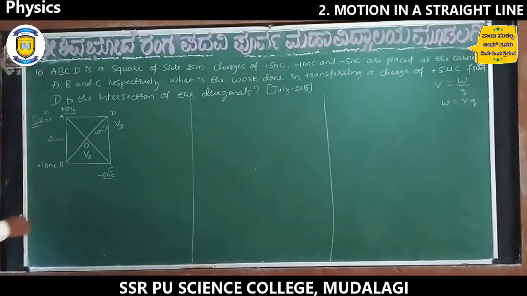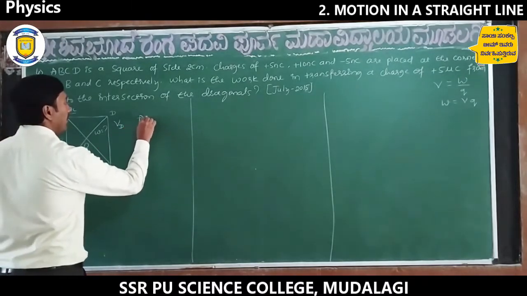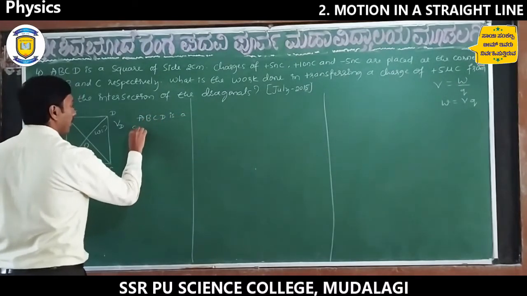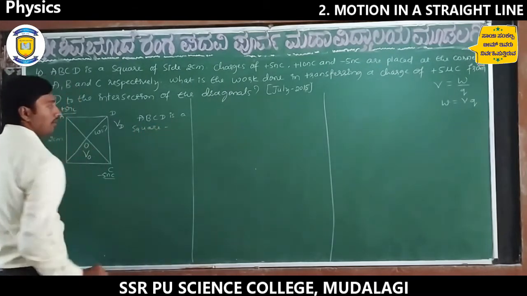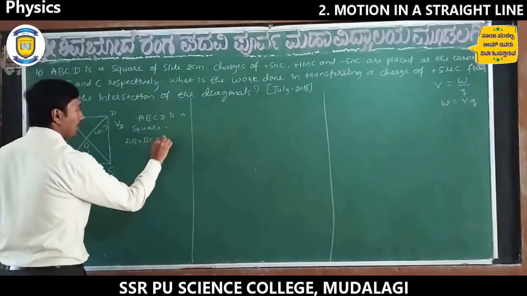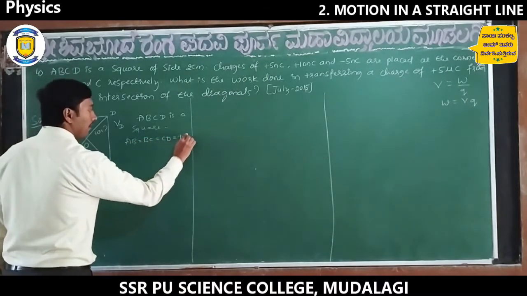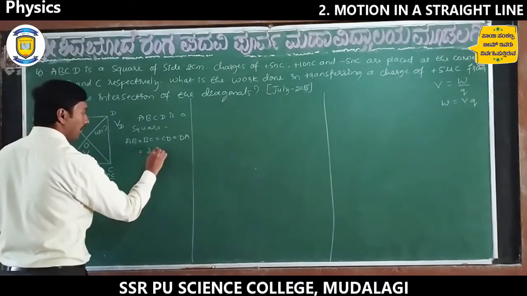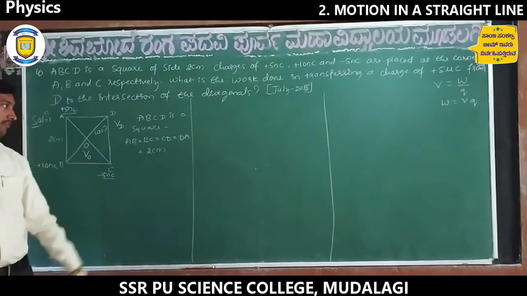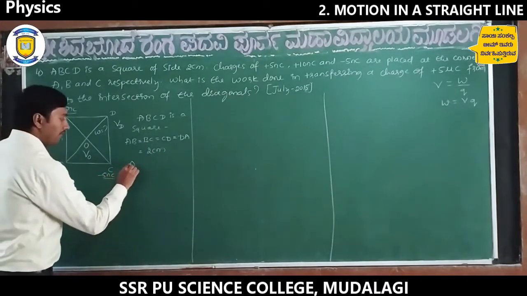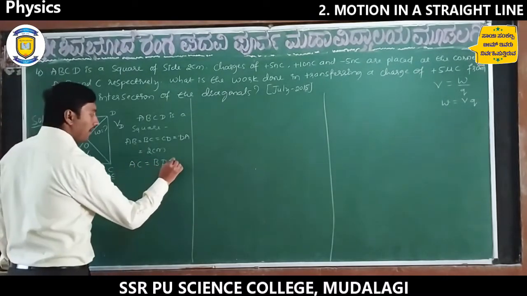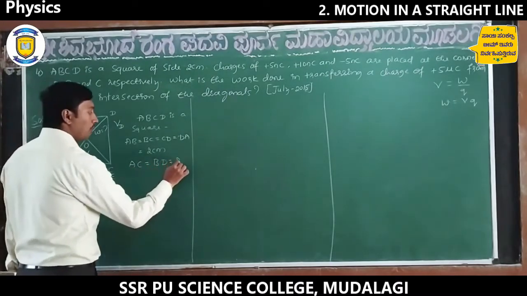ABCD is a square, so AB equals BC equals CD equals DA, which is 2 cm. Converting centimeter to meter, that is 2 into 10 to the power minus 2 m. Next, the diagonals are equal: AC equals BD, and the diagonal is 2 root 2 cm.